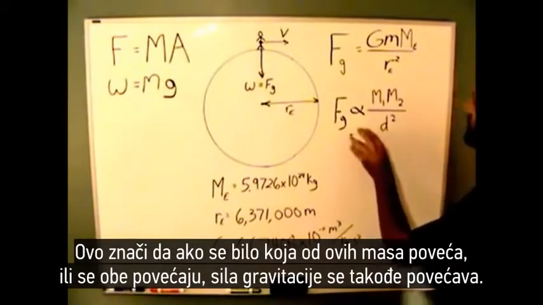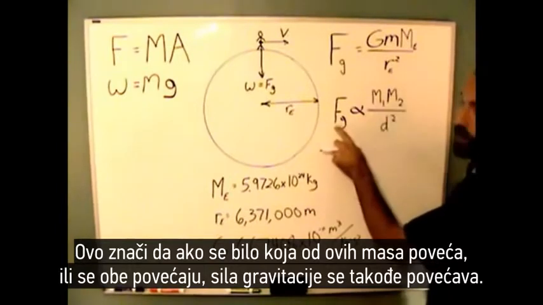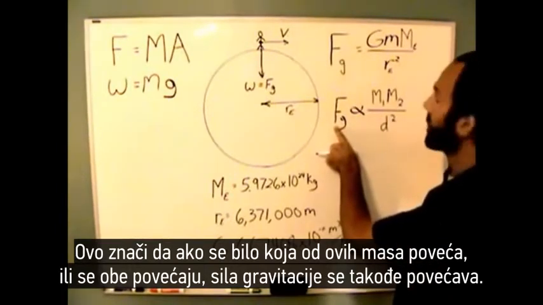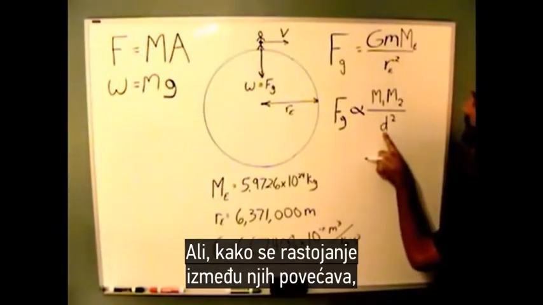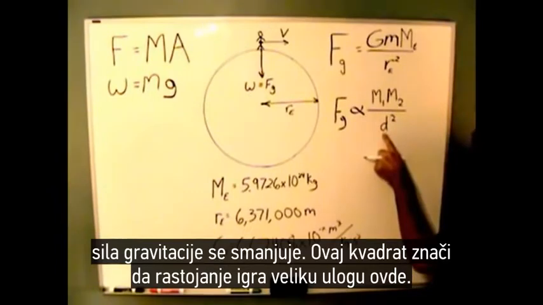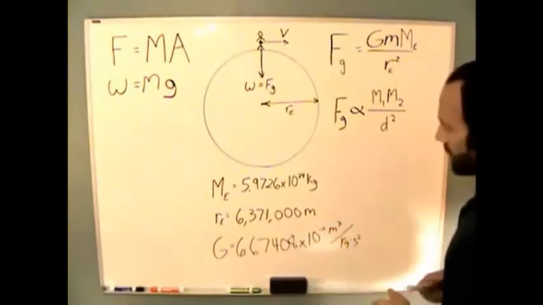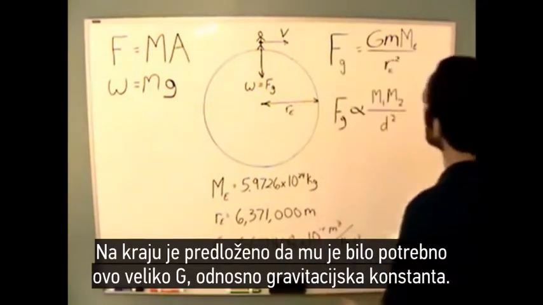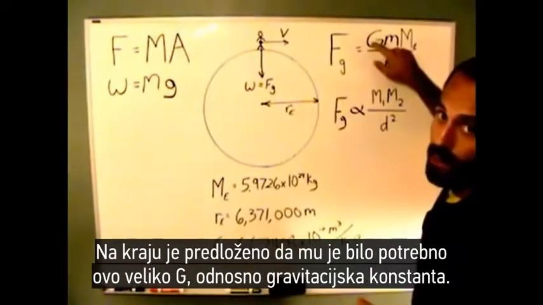So what this means is, if either one of these masses go up, or both of them go up, the force of gravity also goes up. But as the distance between them increases, the force of gravity goes down. And as you can see, this is squared, so distance plays a big part here. So he eventually proposed that he needed this big G up here, this gravitational constant.